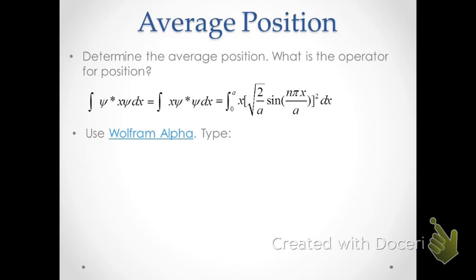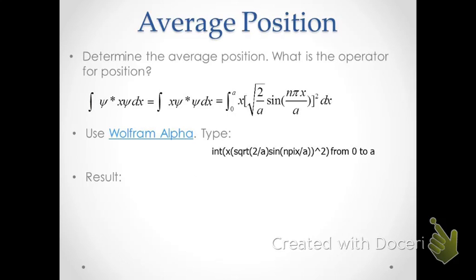I actually did carry this one out using Wolfram Alpha. If you type this particular line into Wolfram Alpha, int will be interpreted as meaning integrate. And so here's x, and here's our wave function. So we're going to integrate x times the square root of 2 over a, there's our normalization constant, times the sine function squared. So we're going to integrate that from 0 to a. Again, 0 to a represents all space for the particle in a box.